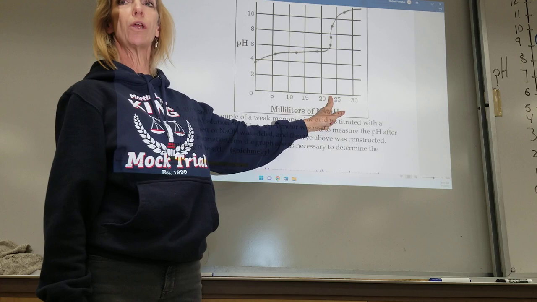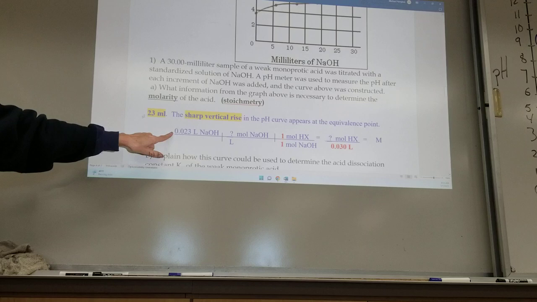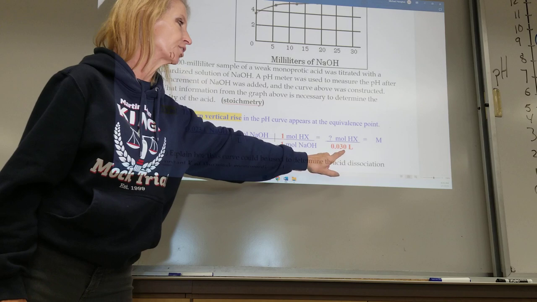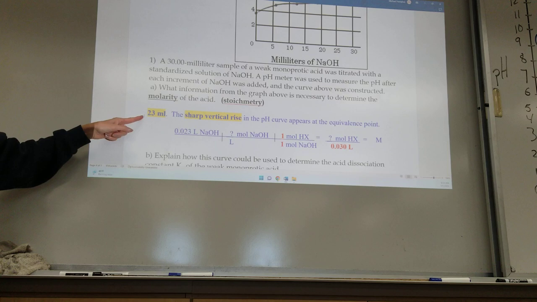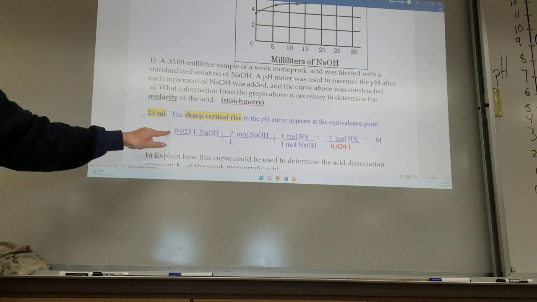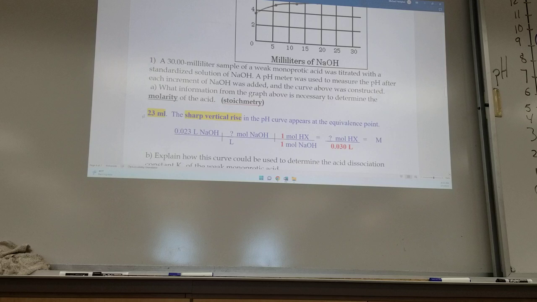So you put it right here in the math. So this is the volume required. You have 30 mL, so the unknown in the Erlenmeyer flask goes here, and the volume required goes here. The justification: 23 mL was the answer. The sharp vertical rise in the pH curve appears at the equivalence point. It's required as the volume required. I'm going to change it to have you just do the math and not talk about it. Just stop talking about math, just do the math.